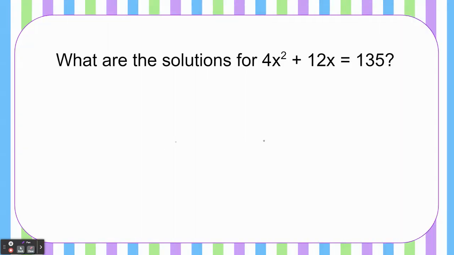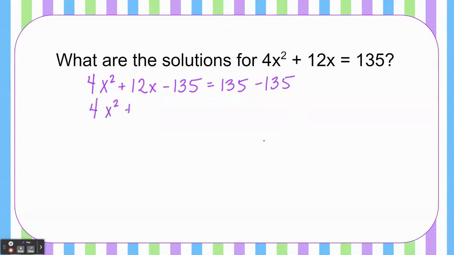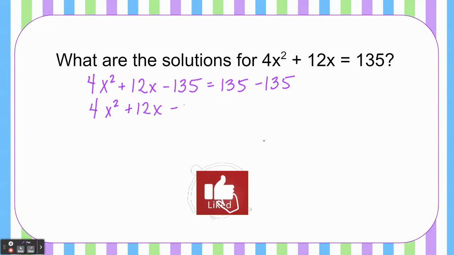In this video, we'll be using factoring to solve the equation 4x² + 12x = 135. Now, when we work with quadratic equations, the first step that you want to do is to get all of the equations equal to 0. So you'll notice here that I am subtracting 135 from both sides of the equation, so that on one side of the equation, we actually have it equal to 0.